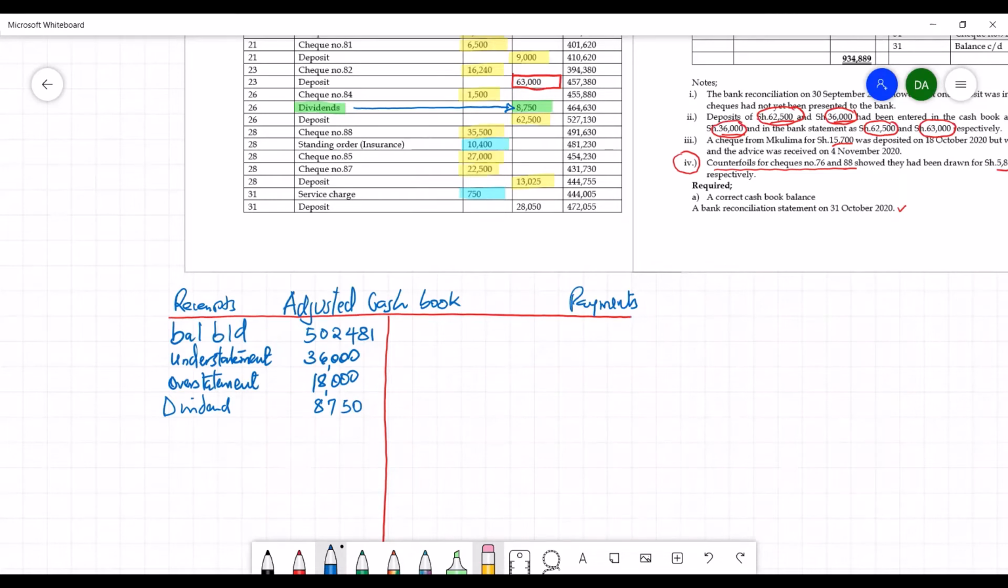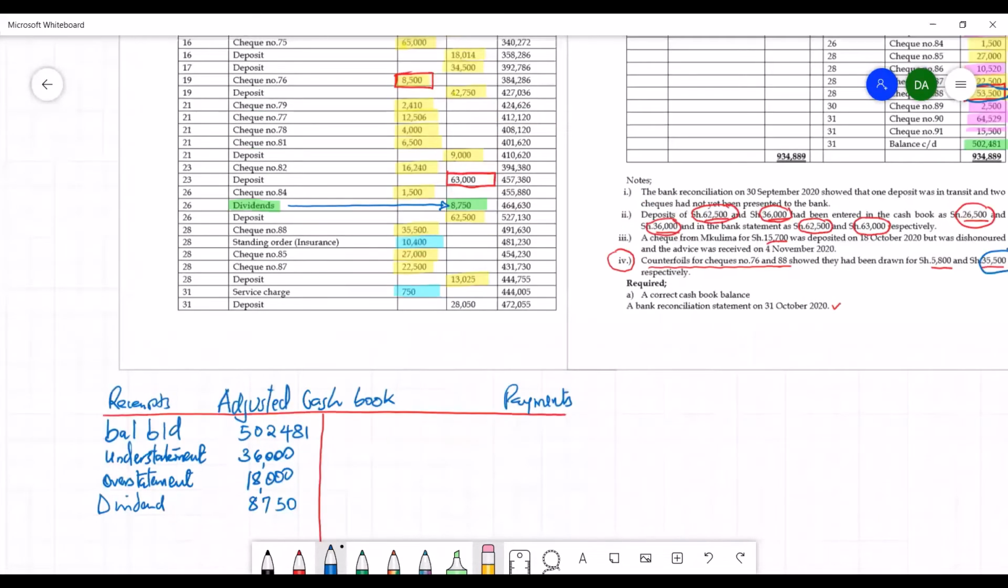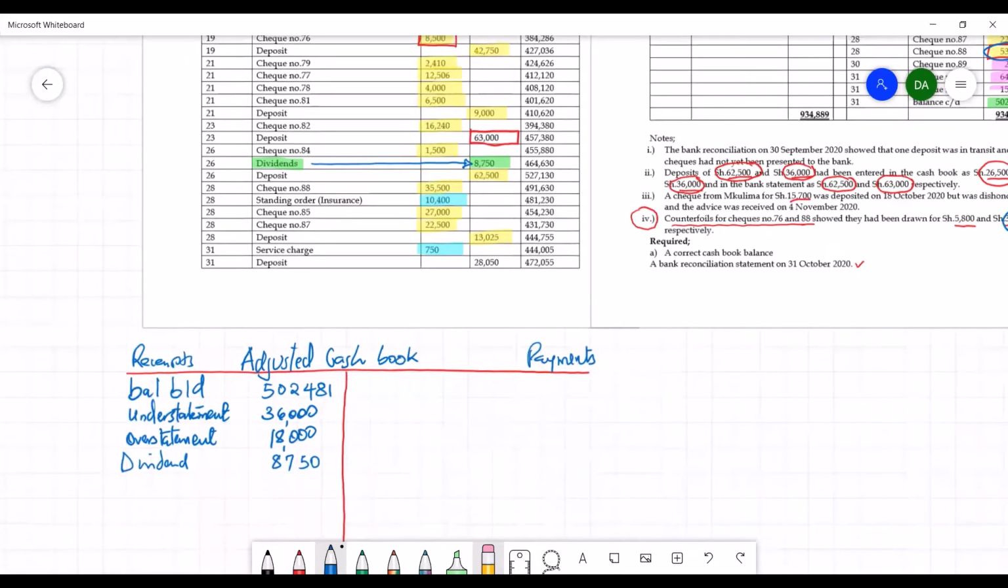On the credit side of the cash book, we also have a number of items. The first item on the credit side which should be adjusted is the standing order. This amount was supposed to be recorded on the credit side, but was not recorded. So we have the standing order of 10,400. Another amount that was supposed to be recorded but not yet recorded is the service charge.